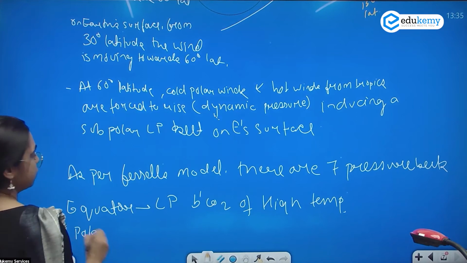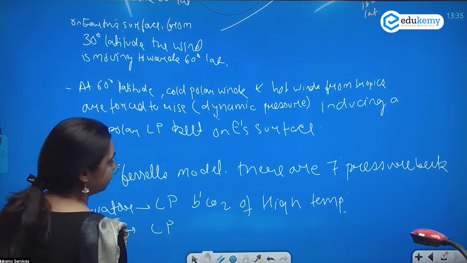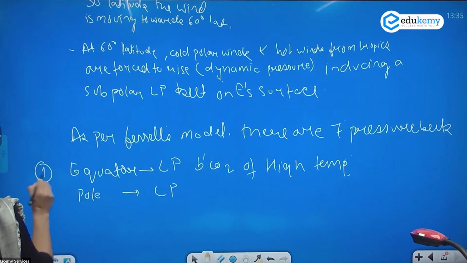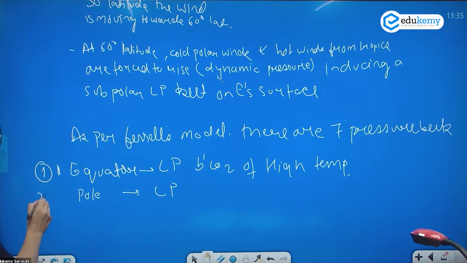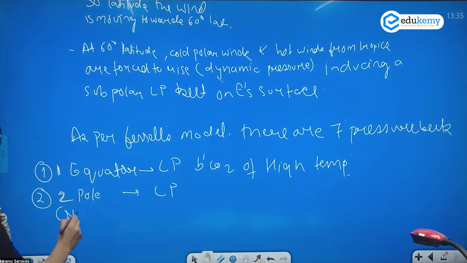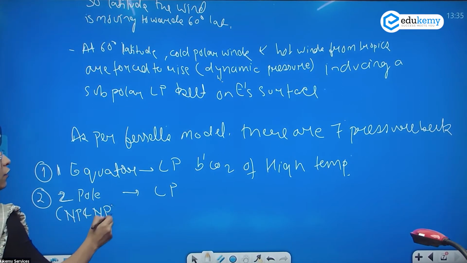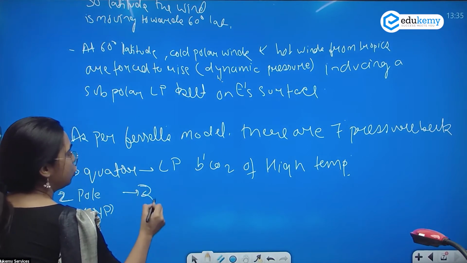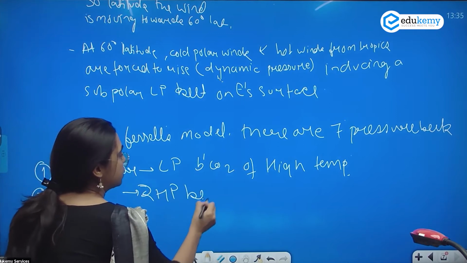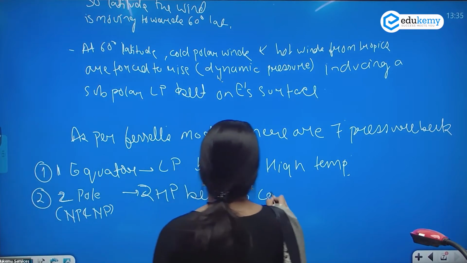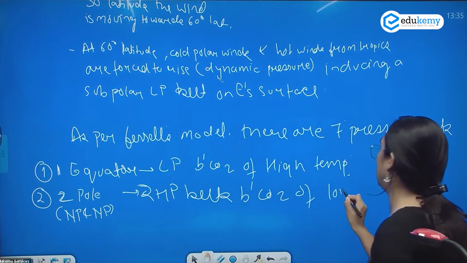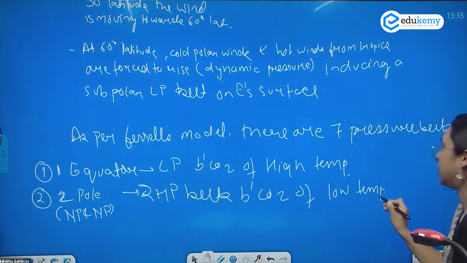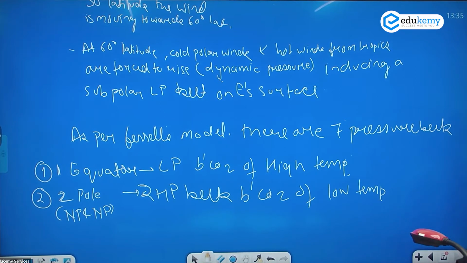At poles, we have low pressure. Or you can write one equatorial low pressure because of high temperature. Second, at the two poles, North Pole and South Pole, we have two high pressure belts because of low temperature.